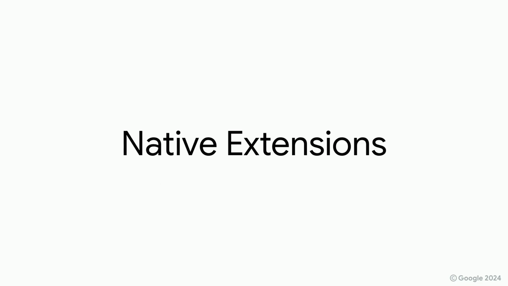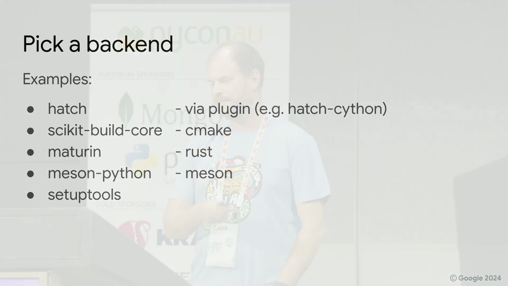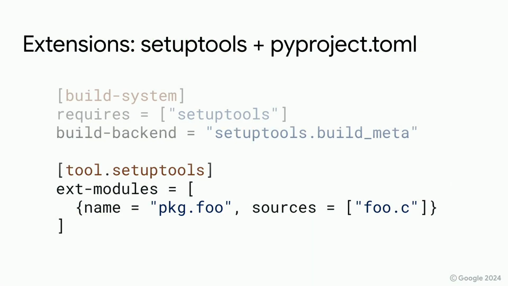You can even do native extensions in pyproject.toml. Here is a list of backends that have declarative support for C extensions, for CPython. If they're particularly complicated, you might have to write Python code, but for the most part, you do have options which don't require that. And here's an example using setuptools, using their ext-modules table. So that will build foo.c into that library there.